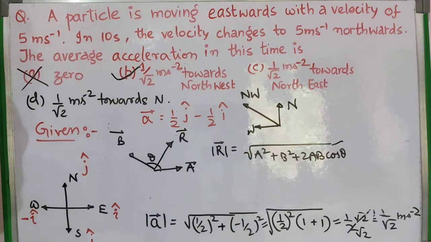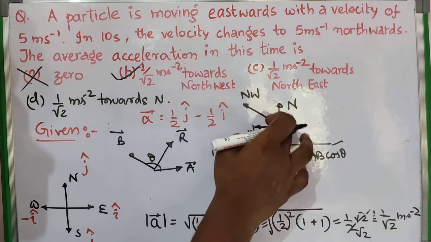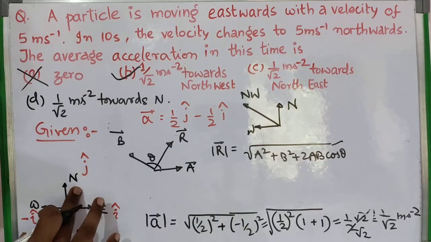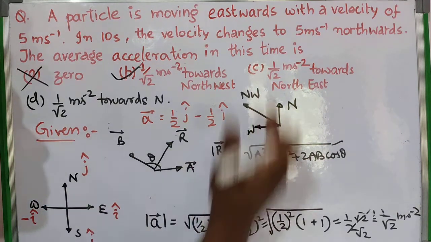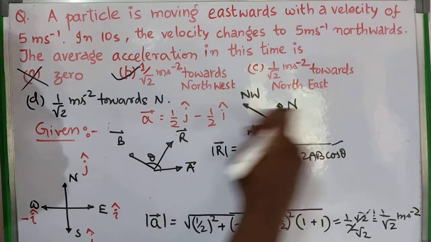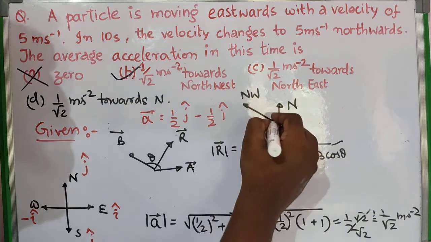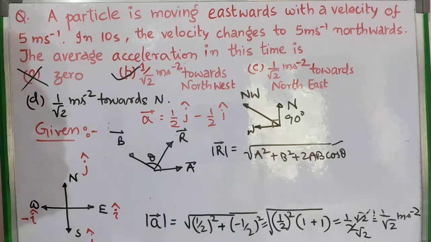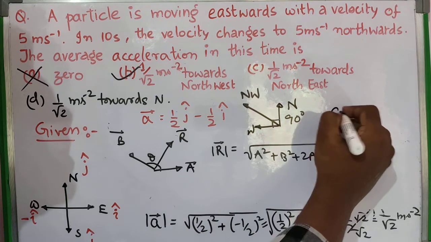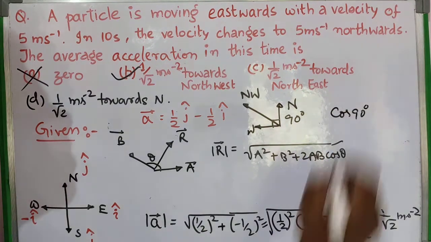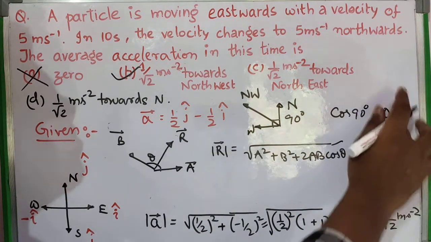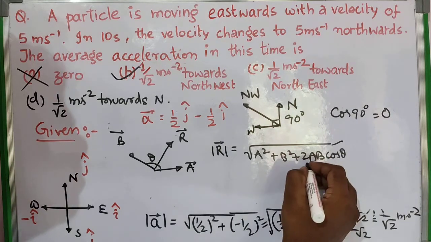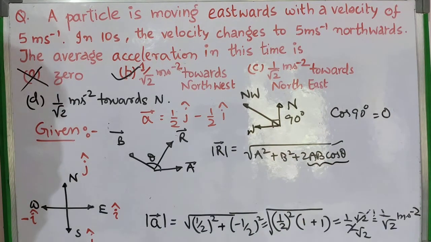Now in this case, see, one component, the final velocity, is northward and the initial velocity is towards westward. So what is the angle between the two? 90 degrees. So cos 90 is equal to 0. So AB cos 90 will be equal to 0.